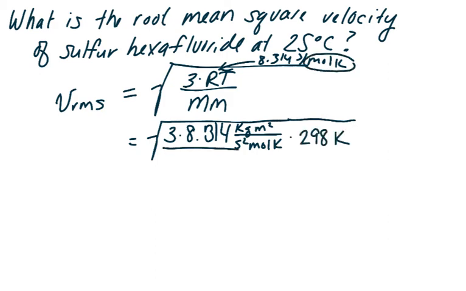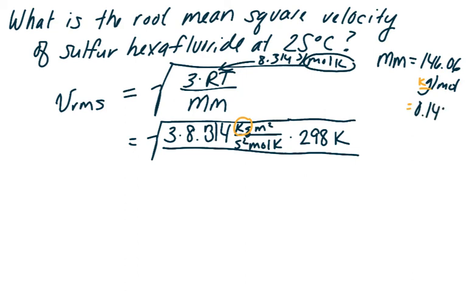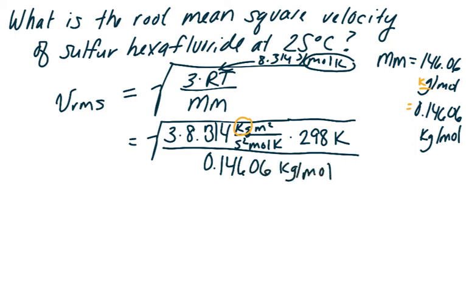And the molar mass of sulfur hexafluoride is 146.06 grams per mole. But to cancel out the kilograms here, we need to put this into kilograms too, which means we'll divide by 1,000. So the molar mass is 0.14606 kilograms per mole. Now let's make sure all of our units cancel. So the kilograms cancel, moles cancel, kelvins cancel, which leaves us with meters squared per second squared.